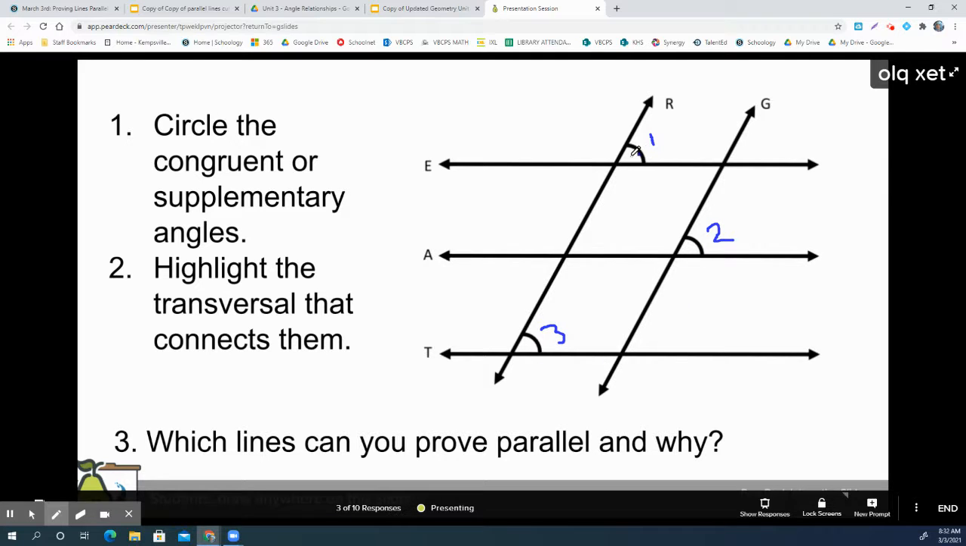If I'm standing at 1, whose house can I go to? I can go down to 3. I can't go over to 2. They're not connected by a transversal. So I can throw out 2. Can't use 2 because it's not connected.